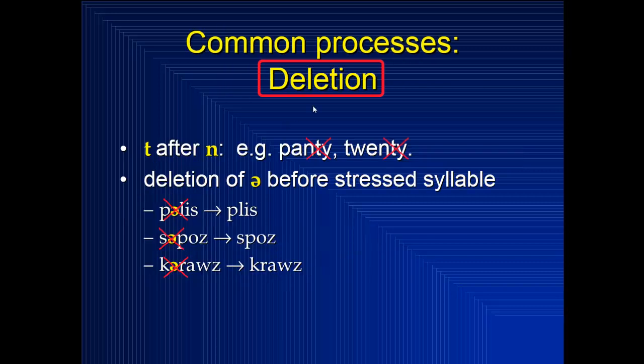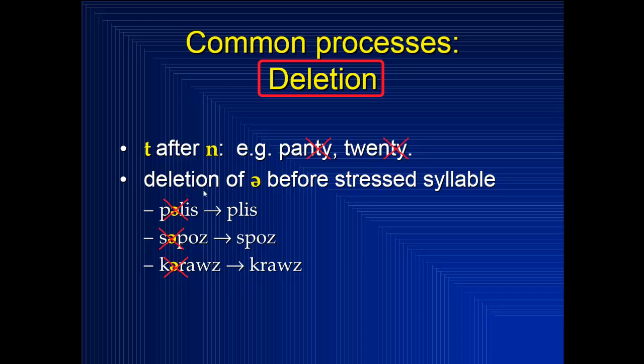Okay. Now, common processes still, we are dealing with another one that we call deletion here. Of course, deletion is the noun which is derived from the verb to delete, to omit. So, t after n, for example, panty. The way it is written, it's panty. But normally, the way native speakers pronounce it, not panty, but panny. So twenty, as it is written, normally in rapid colloquial speech is pronounced not twenty, but twenny.